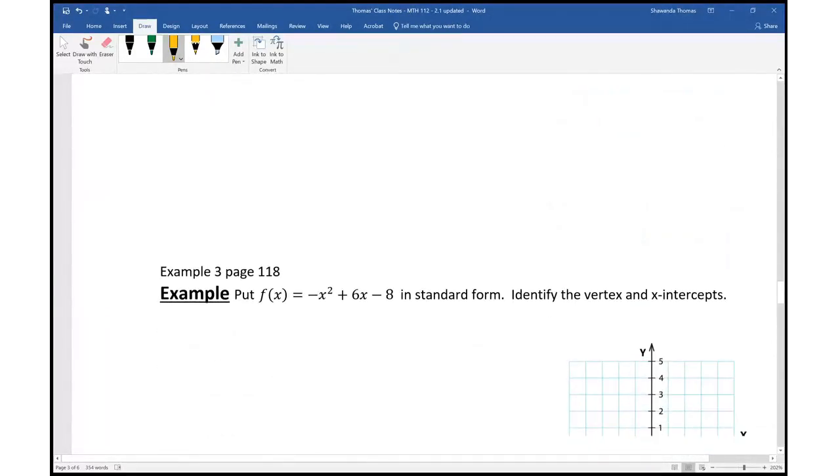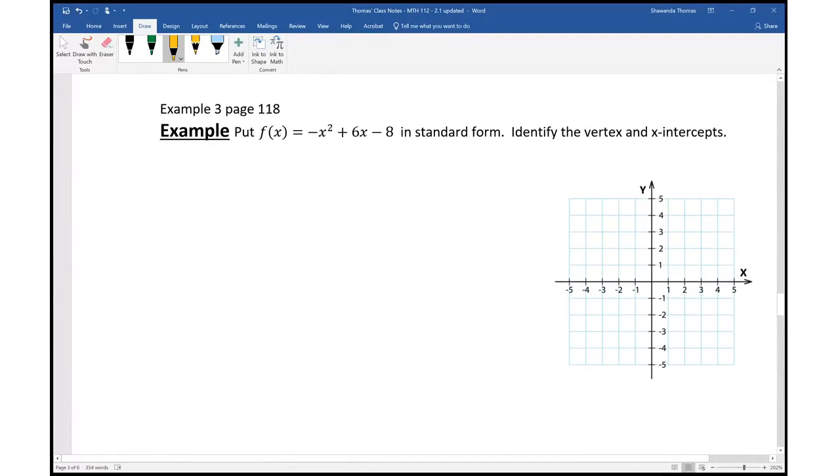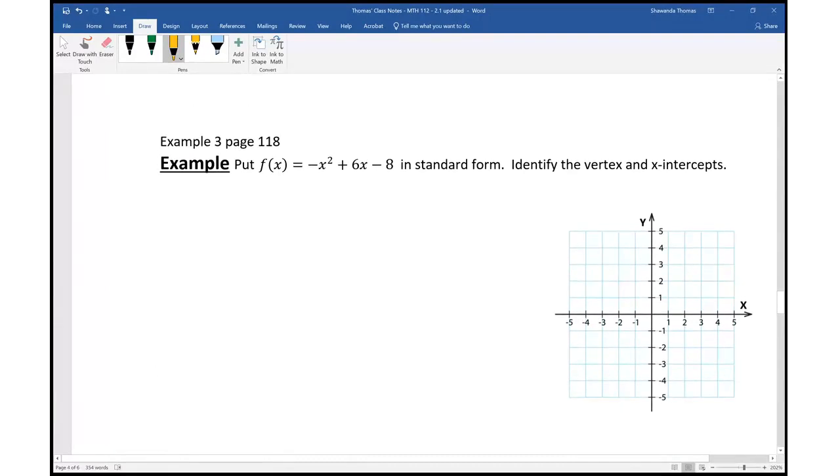All right, let's go to this example. f of x equals negative x squared plus 6x minus 8.